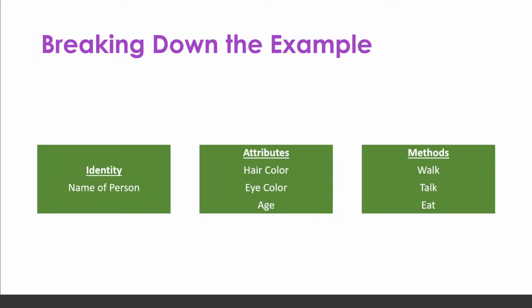So here again kind of breaks that down, right? Identity is the name of the person. The attributes are going to be things like hair color, eye color, age, things that are unique to that individual. Methods being things that person can do, things like walk and talk and eat, things that allow it to interact with the world around it. And so we say that an object is part of a class.